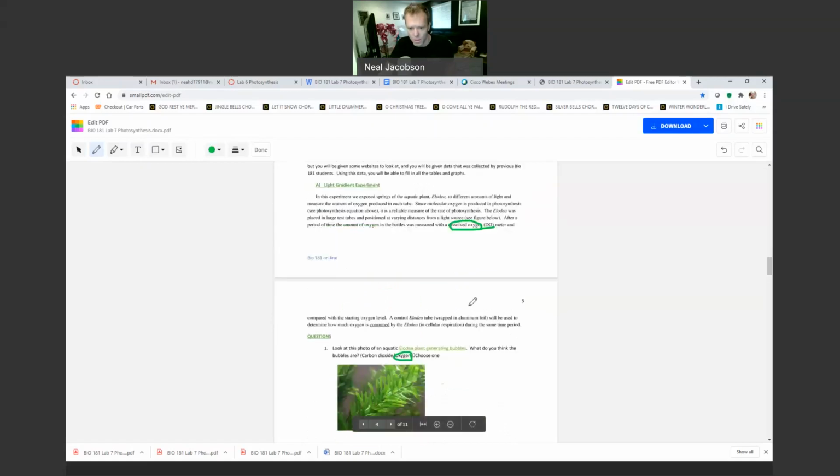Now remember, there's a control Elodea tube wrapped in aluminum foil. So think about that. If we take a tube, put the plant inside of it, wrap it in aluminum foil, and stick it in front of the light source, is it getting light? No. So it shouldn't be producing oxygen. Does a plant have mitochondria? Yes. Do mitochondria use oxygen? Yes. So what do you think is going to happen to the dissolved oxygen in the tubes that are wrapped? Let's just think about that.